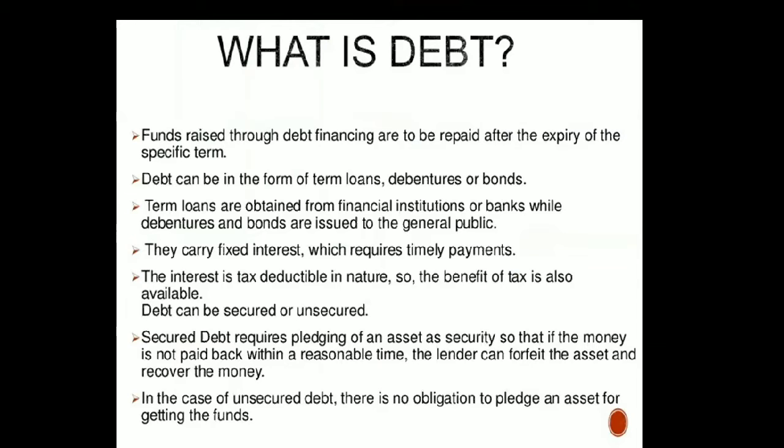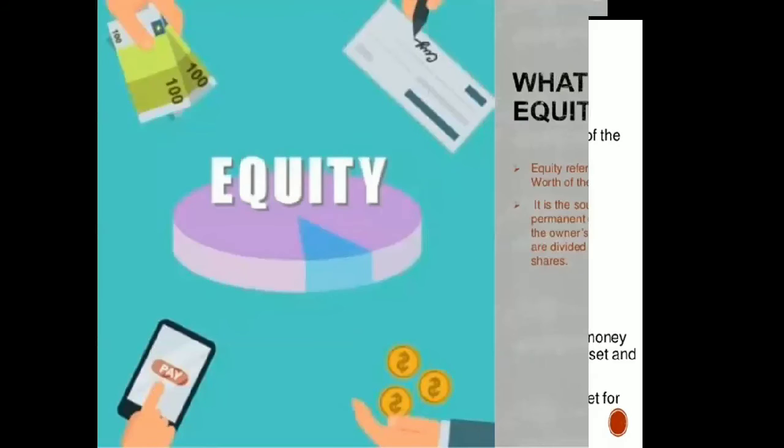Debt can be secured or unsecured. Secured debt requires pledging of an asset as security so that if the money is not paid back within a reasonable time, the lender can forfeit the asset and recover the money. In the case of unsecured debt, there is no obligation to pledge an asset for getting the funds.